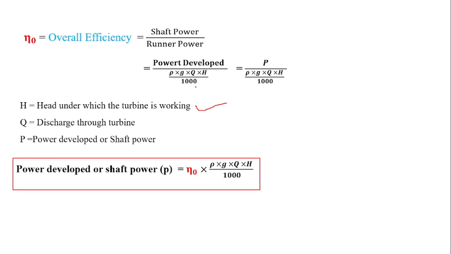This term comes to the left side, whereas we can see that P is efficiency naught into rho g Q H by 1000, whereas P is directly proportional to Q and H. P is directly proportional to Q, discharge, and head, whereas D is the diameter of the actual turbine. N is the speed of the actual turbine. U is the tangential velocity of the turbine. Ns is the specific speed of the turbine, and V is the absolute velocity of water.